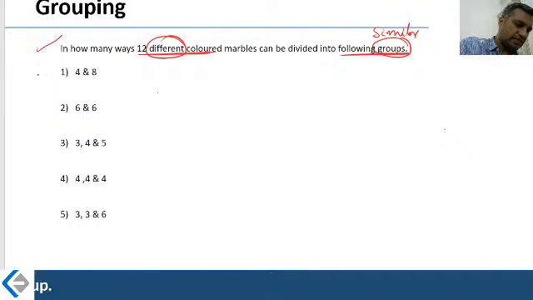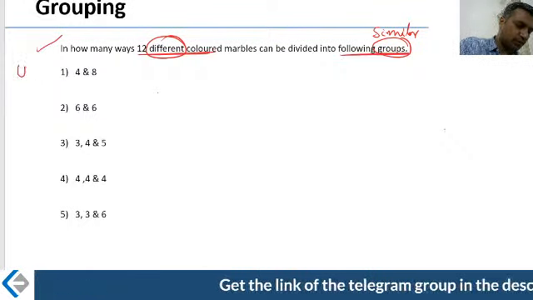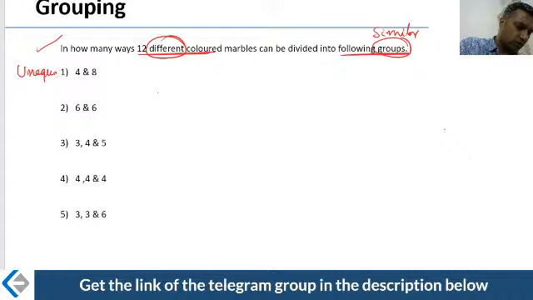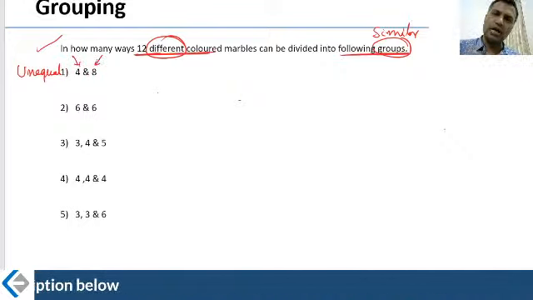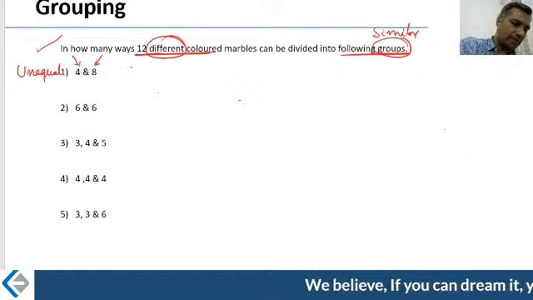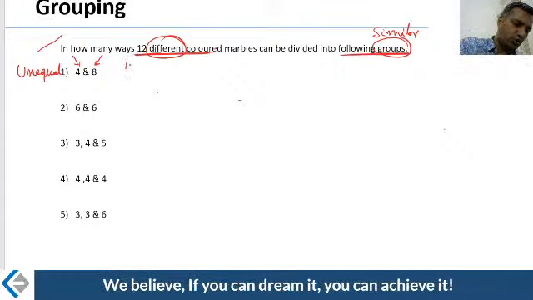Now the first one is unequal groups. What are unequal groups? 4 and 8. Which means 12 different marbles. The author is saying, why don't you divide them into two groups of 4 and 8? One group of 4, the other group of 8. The answer is nothing but: first form the first group, friends. The first group can be formed in 12C4 ways.